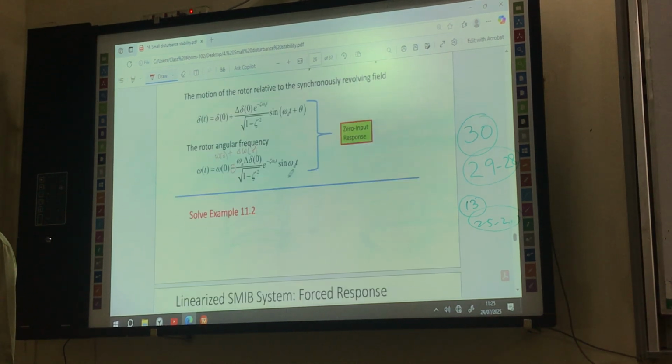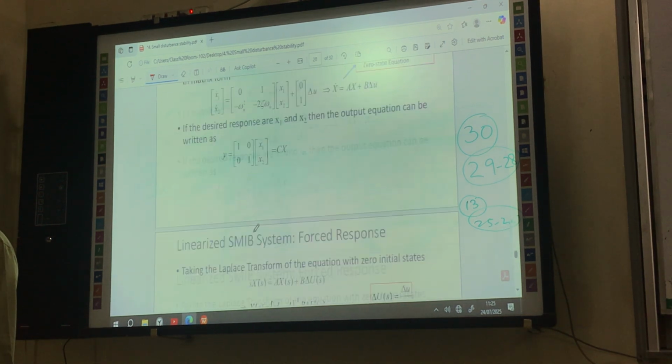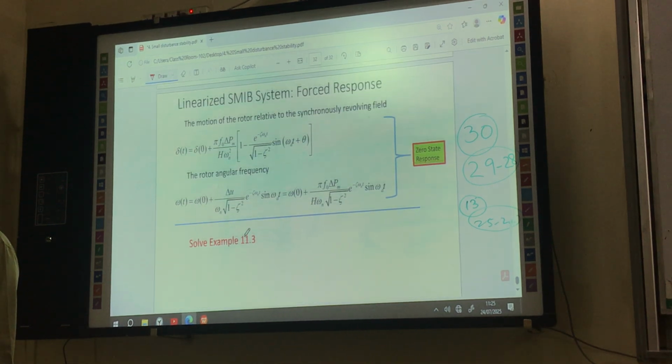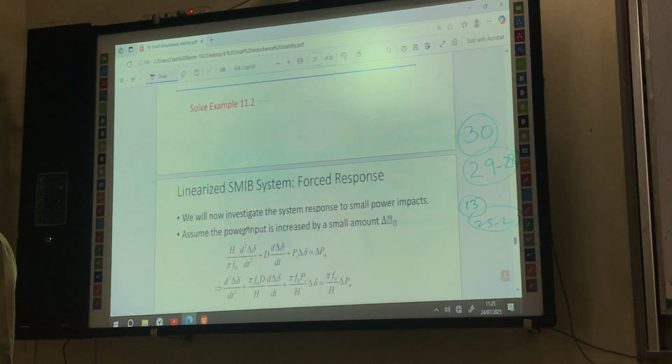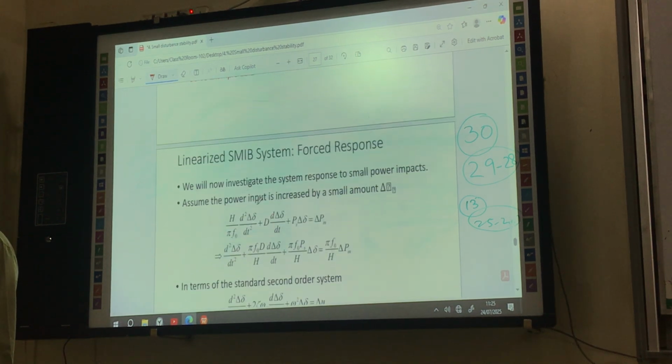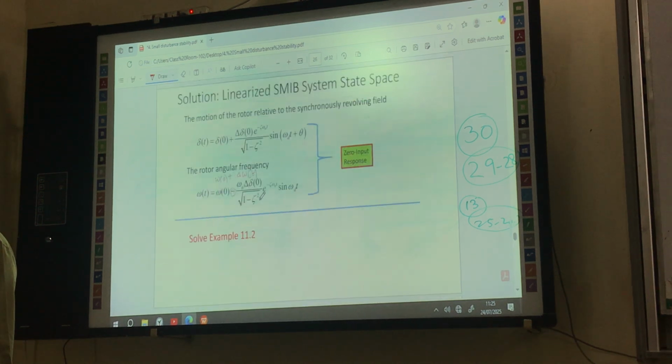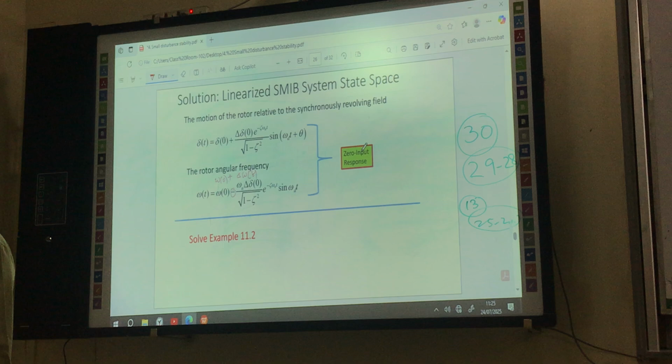Now we have to solve example 11.2 from the book. There are two examples, 11.2 and 11.3. We will solve these two examples in the next class. But before that, I want to cover a few more slides. Actually, I will cover all the slides today. So we are now here. We have completed the formulation of the zero input response, or the unforced response.